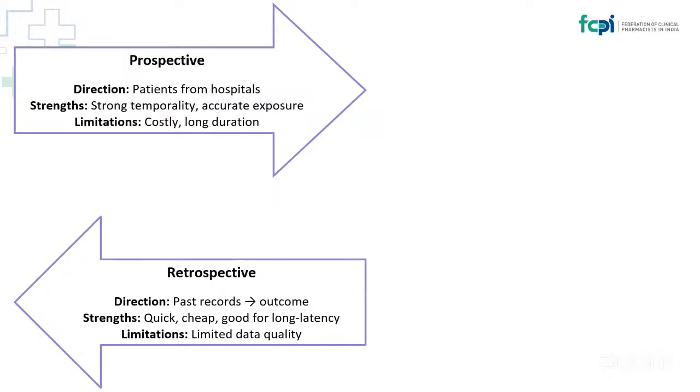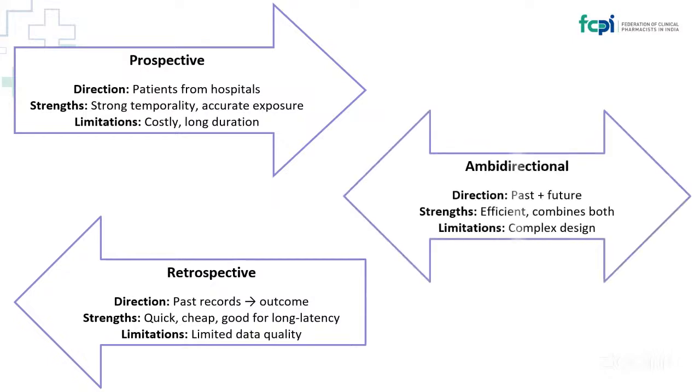So a retrospective study is a kind of study where we collect the data from an already existing set of records, and then we observe for the outcome. The strength of the retrospective study is that it is quick, cheap, and good for long latency. The limitation is that we don't know how the data was collected previously. We were not there to check the data of their past records. So that limitation is common because we don't know the quality of the data that we are collecting from the already existing records.